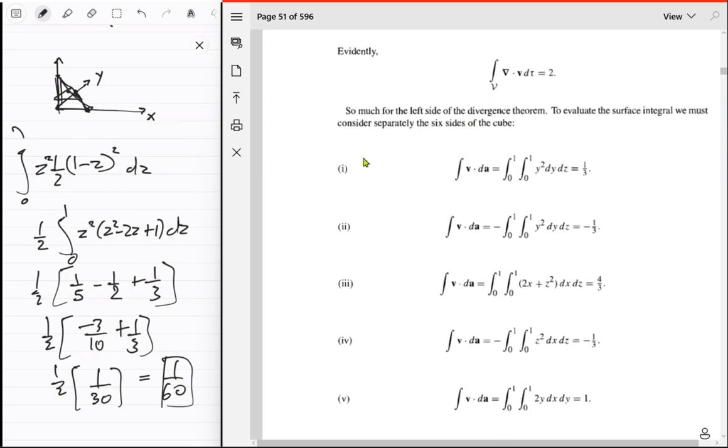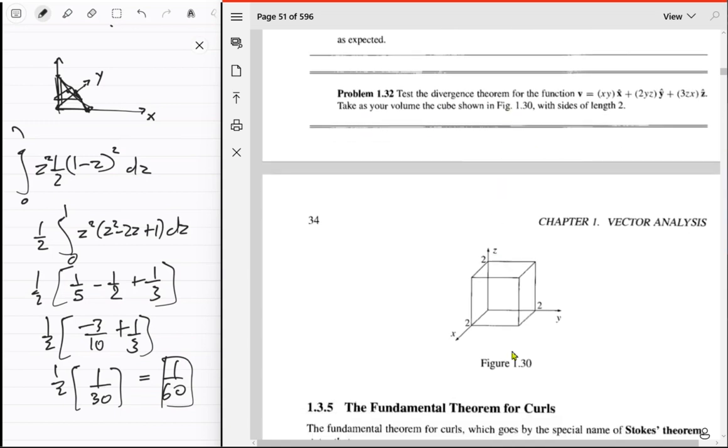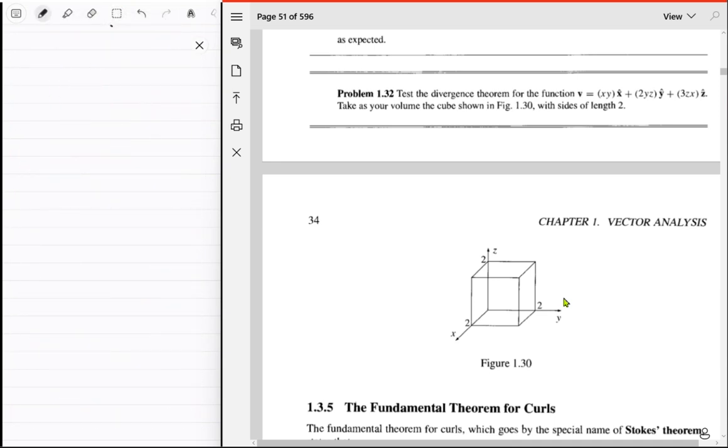Okay, this is just an example. Problem 1.32: test the divergence theorem for this function. Take your volume as the cube in 1.30, with sides of 2. Fine, so first we'll do the volume integral of the divergence. The divergence of v is just y plus 2z plus 3x, right? You want to integrate this, the triple integral.